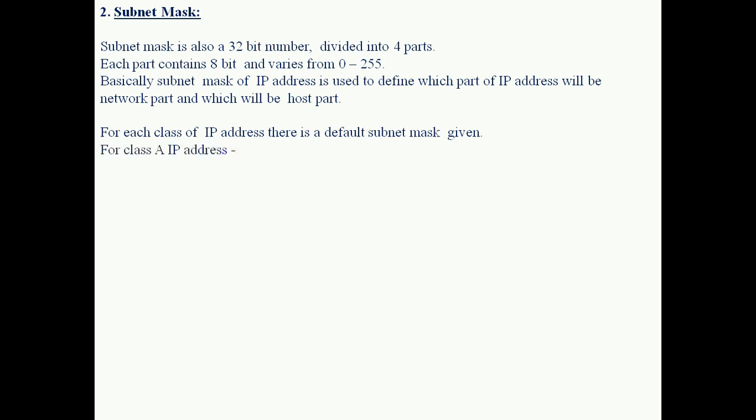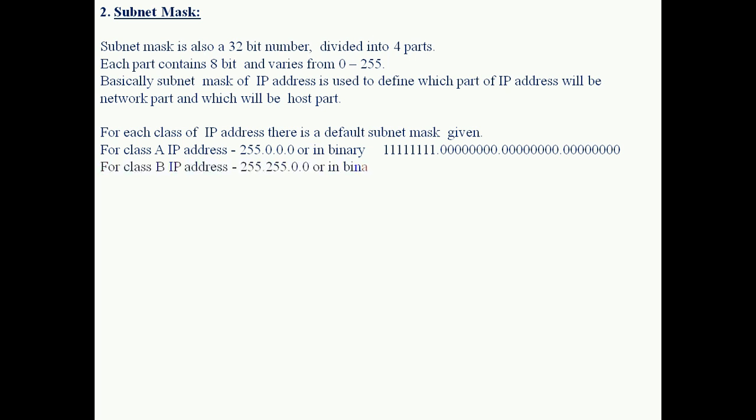For class A, it is 255.0.0.0, or in binary, the first octet will be high bits and the rest 24 bits will be low bits, or we can say that the first octet will be high and the rest 3 octets will be low bits.